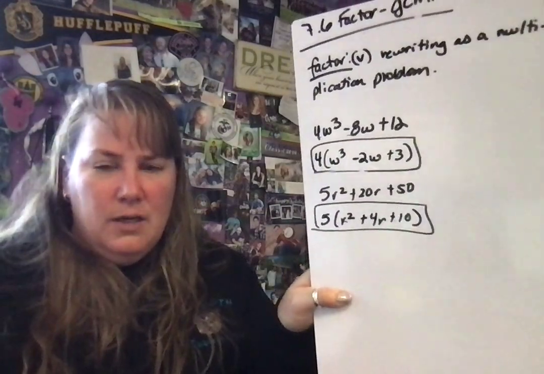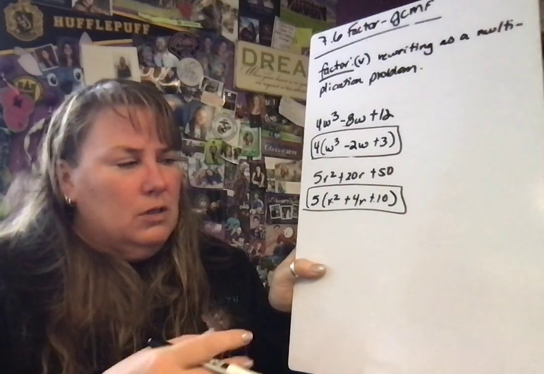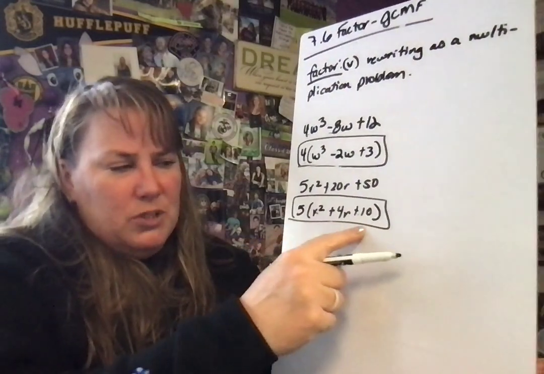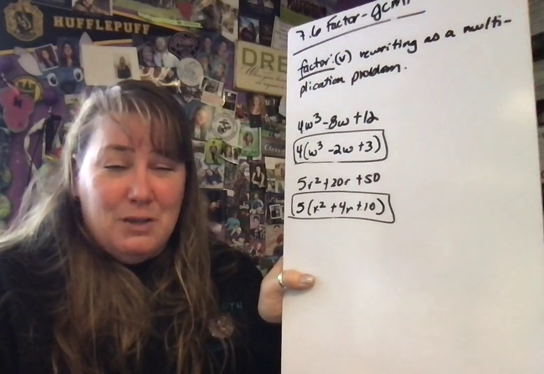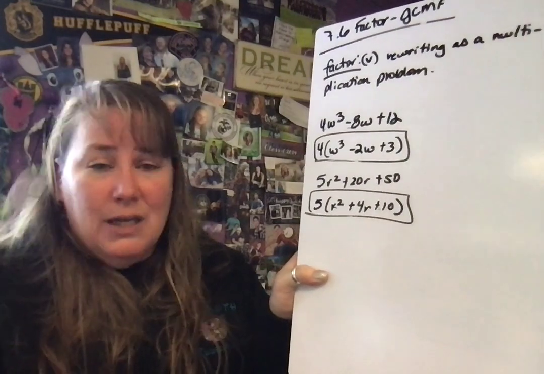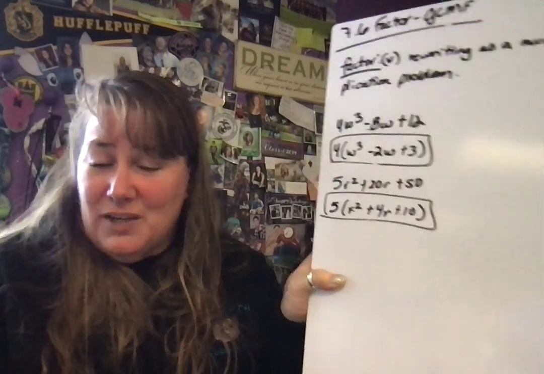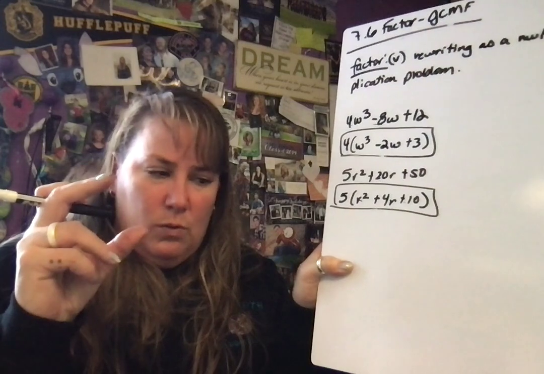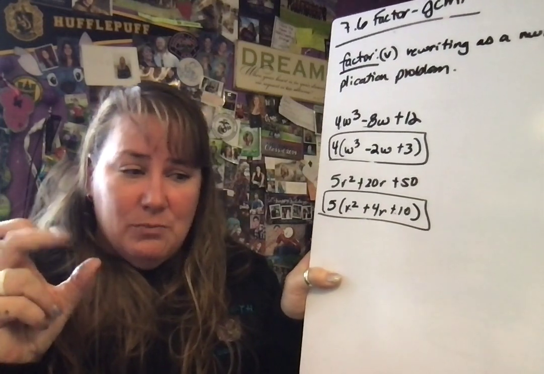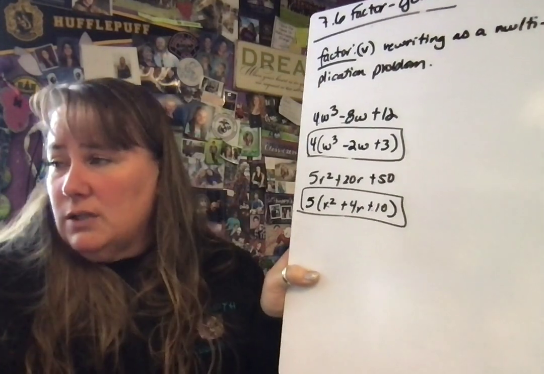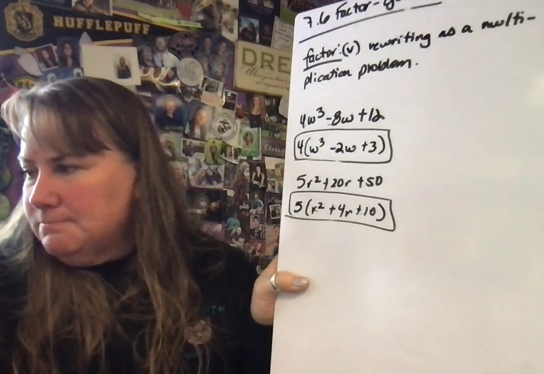There you go. So when I call out my answers tomorrow, I'll say 5 times the quantity r squared plus 4r plus 10. That's why you really got to pay attention to your parentheses, because when I call out the answers, if you don't know what the parentheses are and how I say them, you're not going to know if you got this correct or not. So pay attention to that.